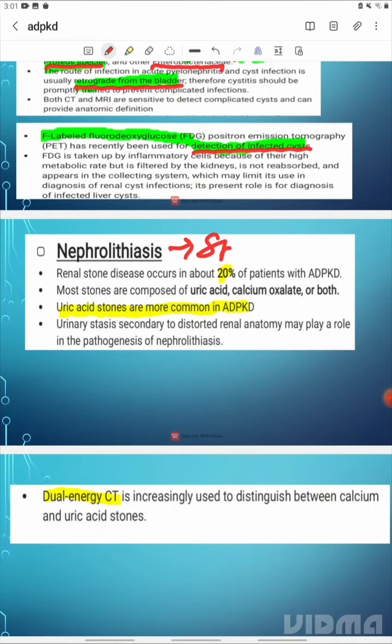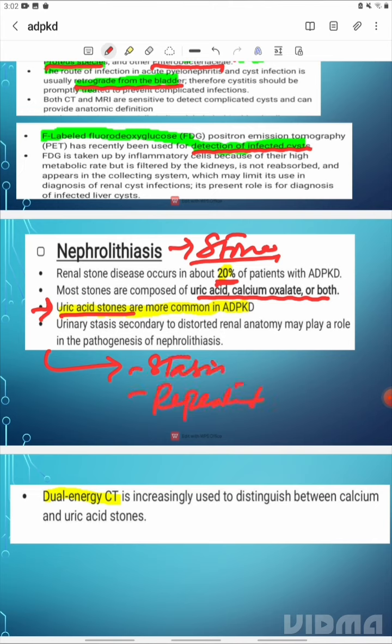Coming to stones, 20% of stones are associated with this condition, and most commonly, as we said, uric acid is most common with ADPKD, and some other stones are also present in the form of calcium oxalate. Both can also be present. This is partly because the pathogenesis is due to stasis of the urine and or repeated infections. Usually diagnosed with dual energy CT, not to find the stones, but in order to differentiate between calcium and uric acid stones. This is the modality with which we can distinguish between the two.